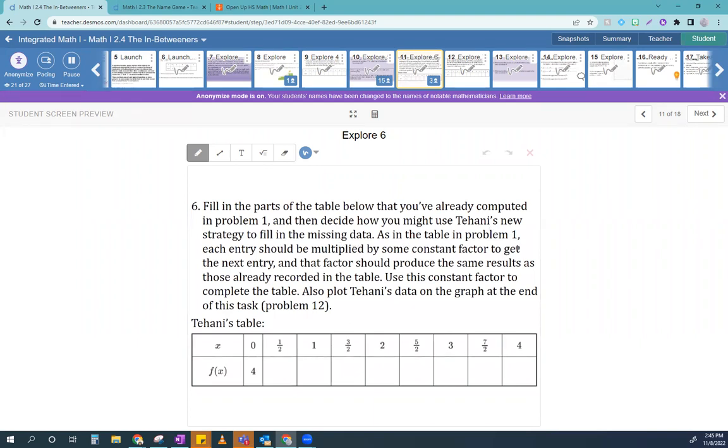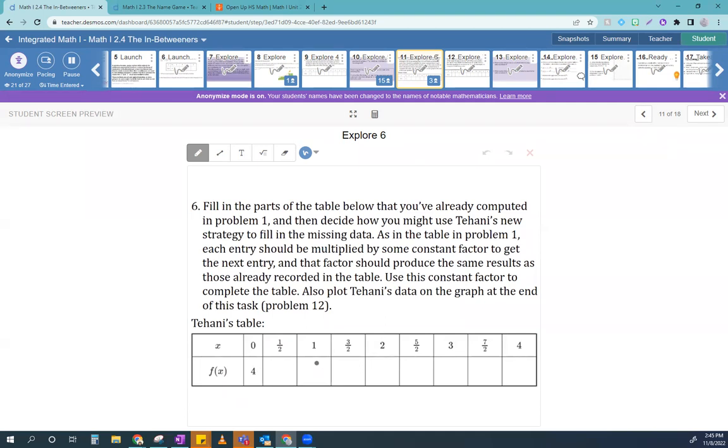As in the table in problem 1, each entry should be multiplied by some constant factor to get the next entry. And the factor should produce the same result as those already recorded. Use this constant factor to complete the table. Also plot Tahani's data on the graph at the end of the task of this problem. Okay, so I think I should go back and fix my table so my points show up in different colors, because otherwise it's going to be funny.